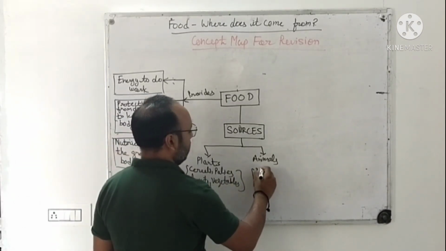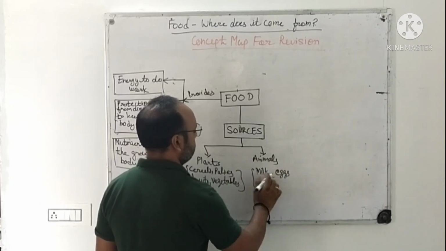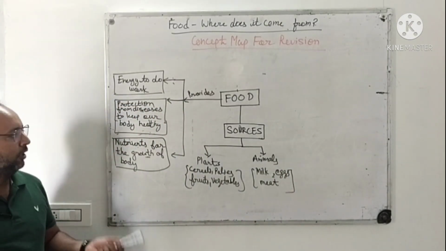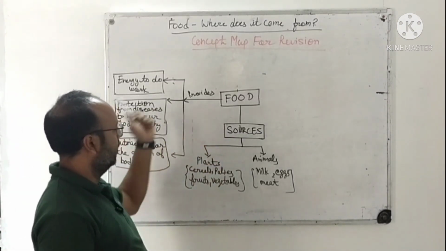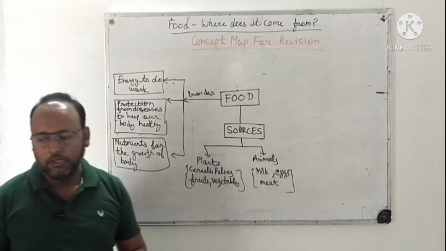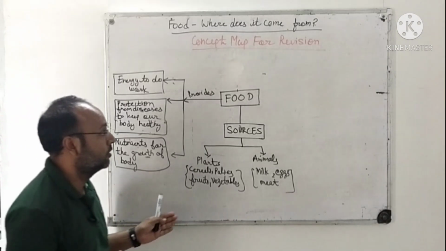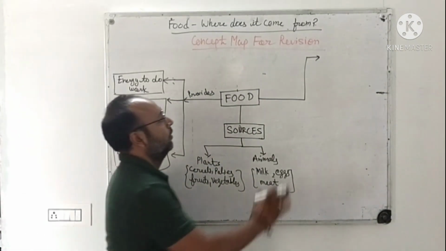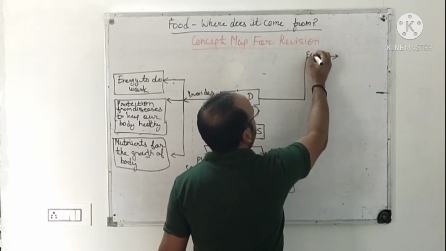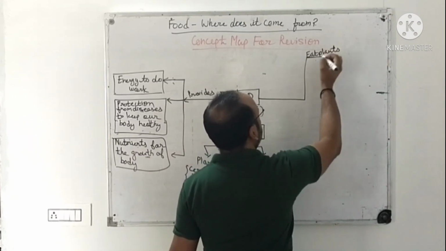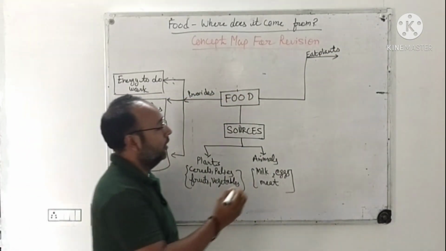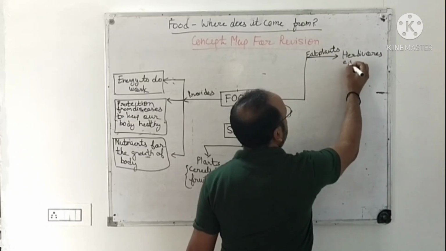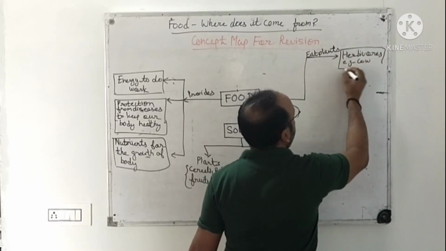Then from animals, we get milk, eggs, and meat. So these are the animal products that we need. So food, sources, and the functions of food, or why we need food, we have already discussed. Now we are going to discuss animals on the basis of their eating habits. First, the animals who eat plants are known as herbivores. Example, cow.